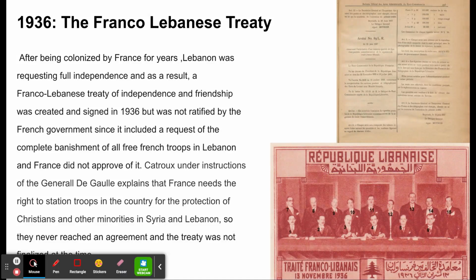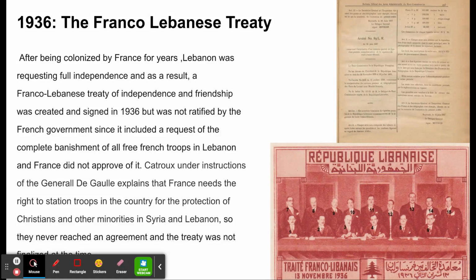1936, the Franco-Lebanese Treaty. After being colonized by France for years, Lebanon was requesting full independence, and as a result, a Franco-Lebanese Treaty of Independence and Friendship was created and signed in 1936, but it was not ratified by the French government since it included a request of the complete banishment of all Free French troops in Lebanon, and France did not approve of it.